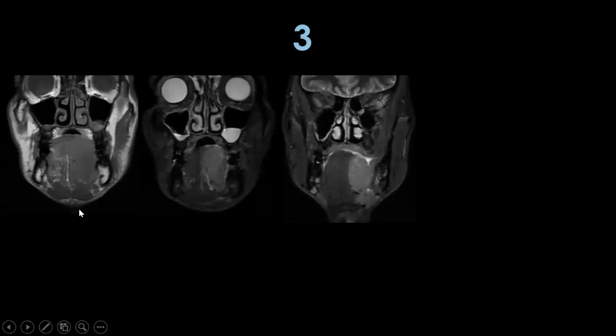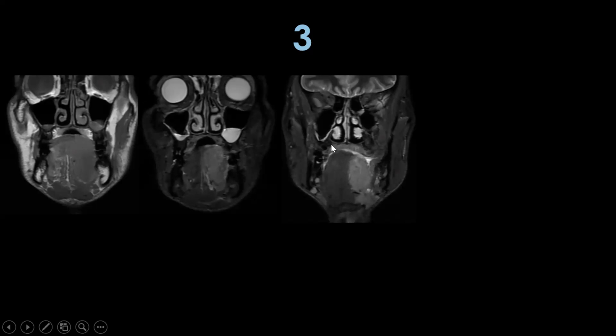Last two cases. So again, T1, T2, and T1 STIR and T1 post contrast. Advanced tongue cancer, entire left tongue is involved. We can see this is the mylohyoid. Again, anatomy is best seen on T1. So sometimes when we are confused between STIR and T1 post contrast, we can see on T1. So the hypointensity is extending up to mylohyoid. So floor of the mouth is involved.